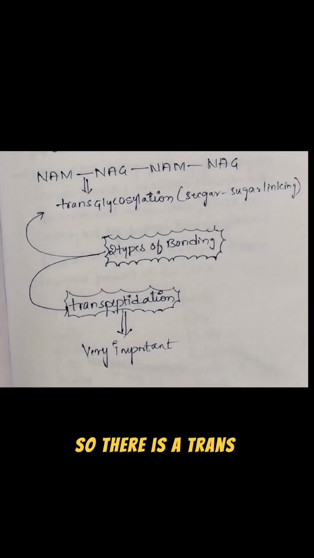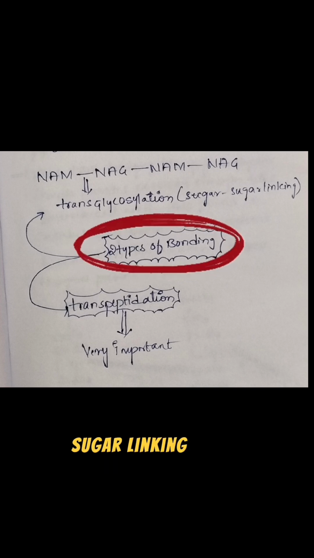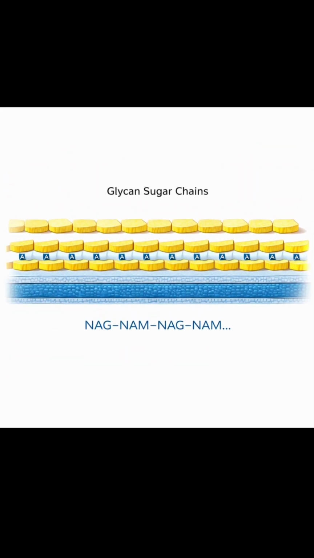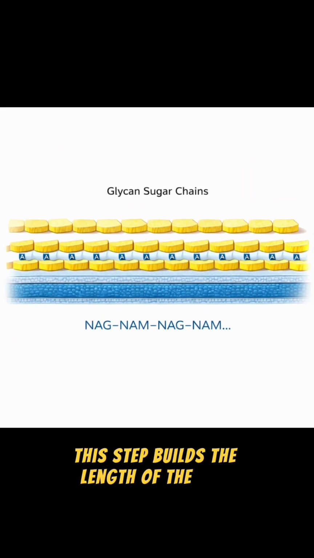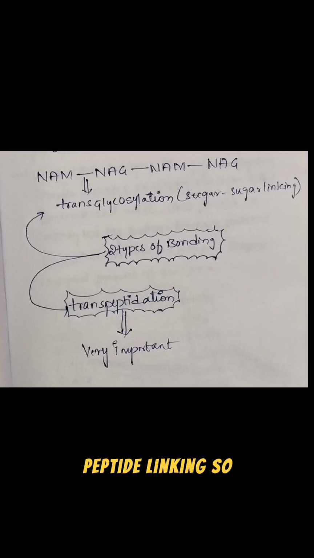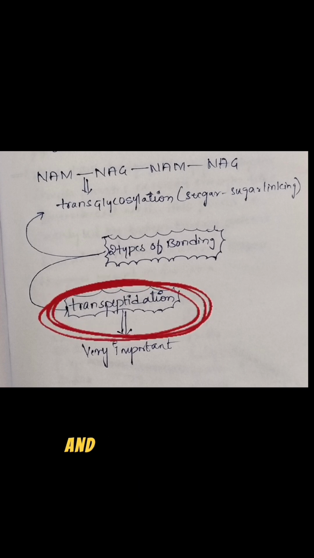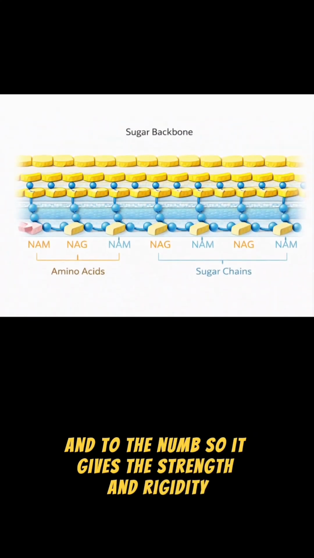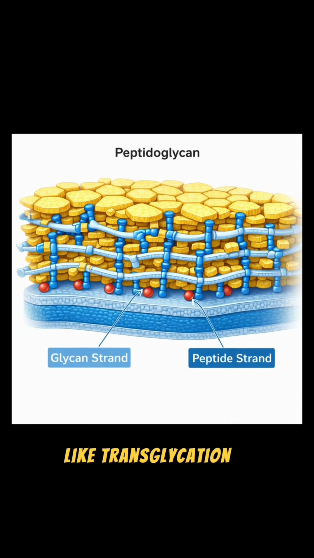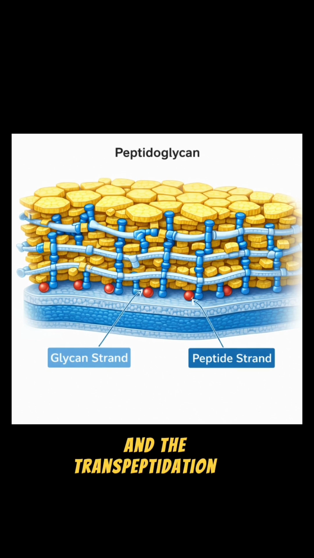So coming to the main point, the bacterial cell wall has two types of bonding. First, there is transglycosylation, that is sugar-sugar linking, like NAM and NAG linking. So they form the glycan chains. This step builds the length of the wall. Now coming to the second one, that is transpeptidation, the peptide-peptide linking, between the peptide chains of NAM and NAM. It gives strength and rigidity. Think of it as cementing the bricks. So the most important line: transglycosylation is for length and transpeptidation is for strength.